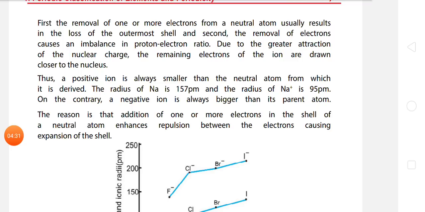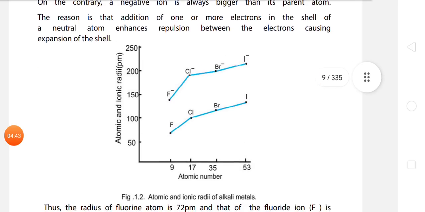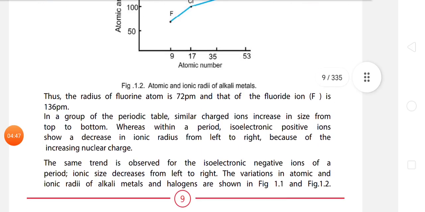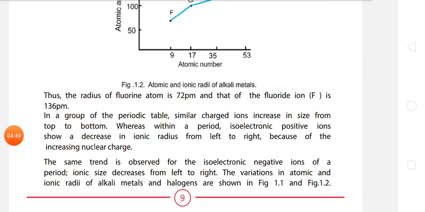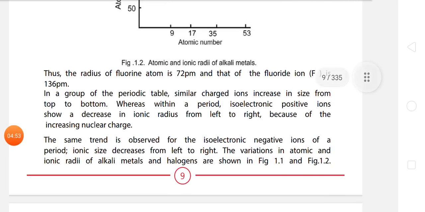On the contrary, the negative ion is always bigger than its parent atom. The reason is that the addition of one or more electrons in the shell of a neutral atom enhances repulsion between the electrons, causing expansion of these shells. Thus, the radius of fluorine atom is 72 picometer and that of fluoride ion is 136 picometer. In a group of the periodic table, similarly charged ions increase in size from top to bottom.